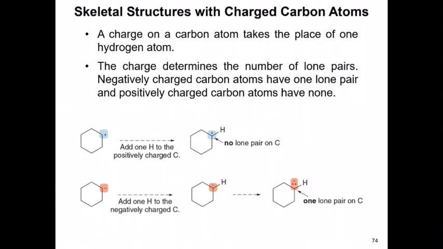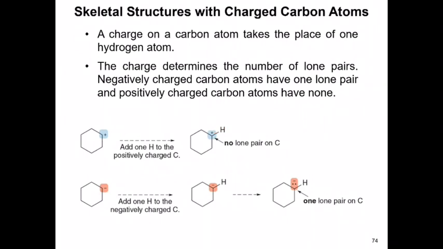So now let's take a look at skeletal structures with charged carbon atoms. Any carbon with 1 less bond and no lone pair will have a positive charge. So when you look at this carbon atom here, it has 3 bonds with no lone pair. So using the concept of formal charge, you'll be able to determine that there is a positive charge on this carbon atom.